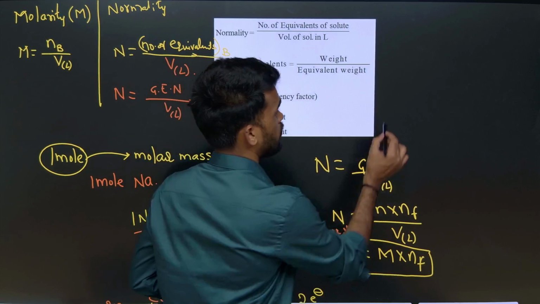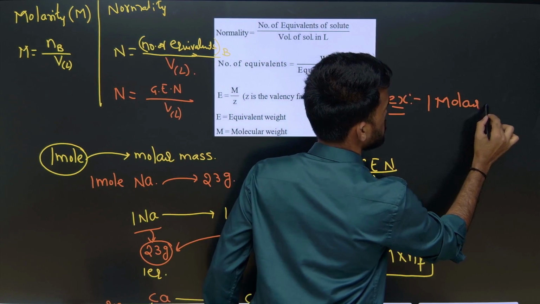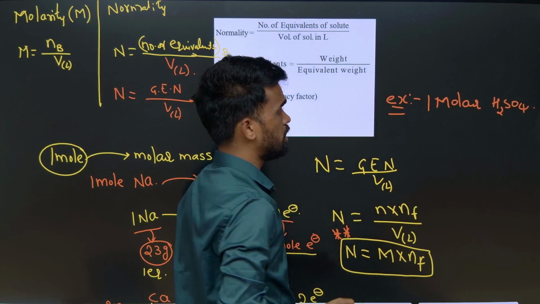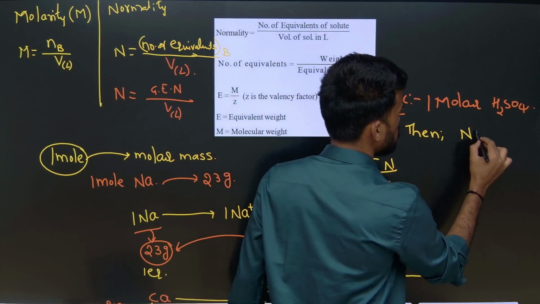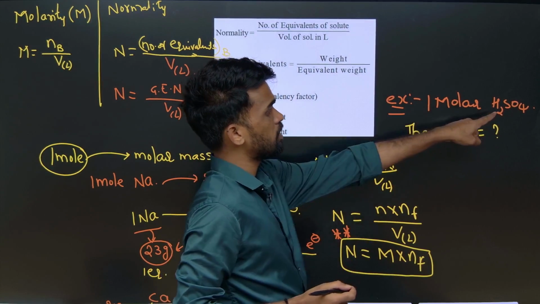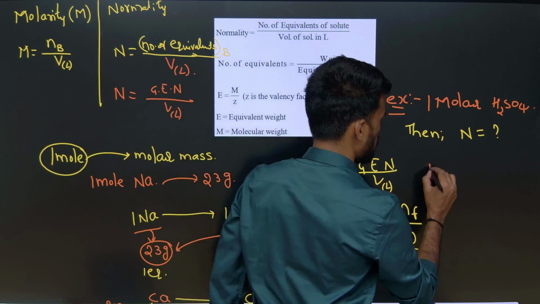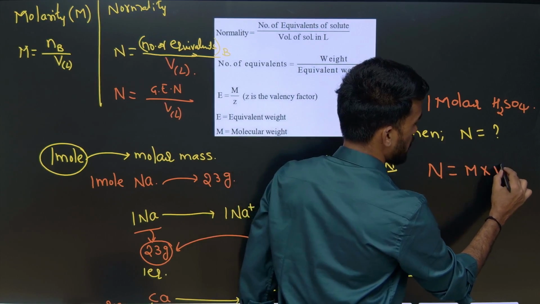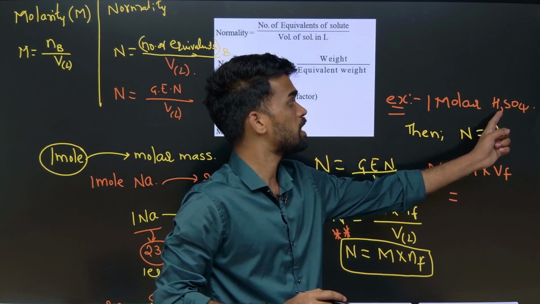For example, if I say 1 molar sulfuric acid, H2SO4, then express its normality. The given concentration is in terms of molarity and we are asked for normality. So the normality of that solution can be written as molarity into valency factor. So what is the valency factor of sulfuric acid? Just now we discussed it: the number of replaceable H plus ions.